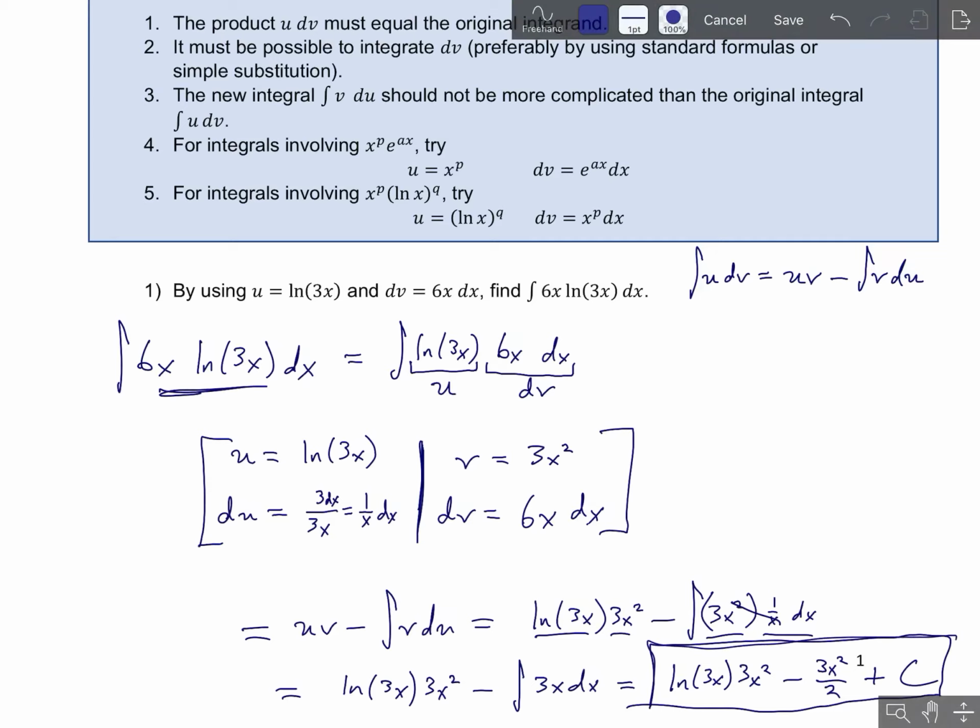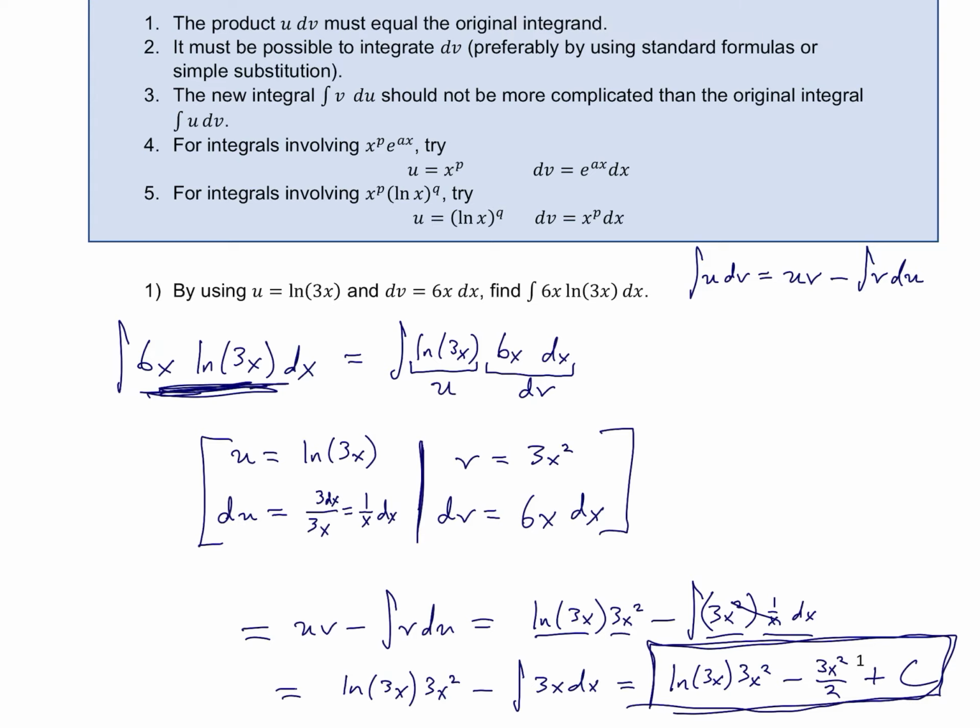And if you want to check answers, you can still check answers here. All you need to do is take the derivative of what's in the box here. And if you take the derivative of that and you find that it agrees with the integrand that you started with, then you did it correctly. So that's what we do for integration by parts.